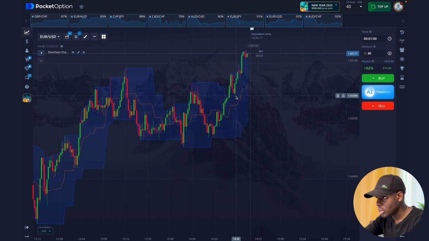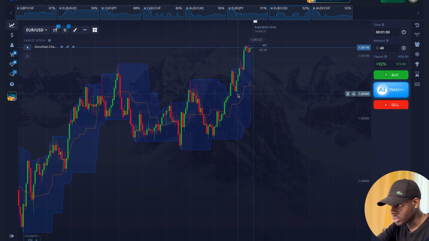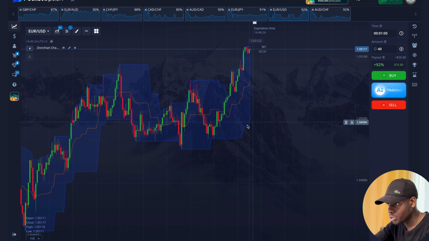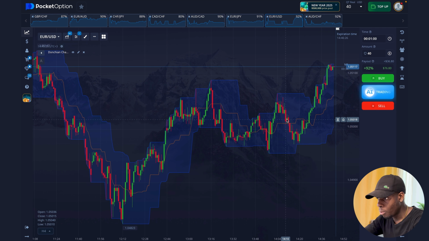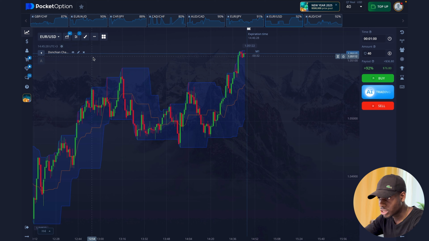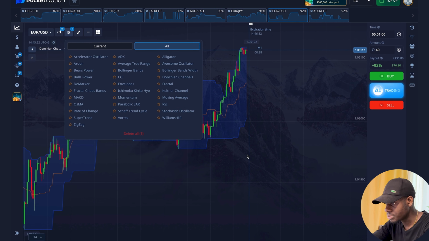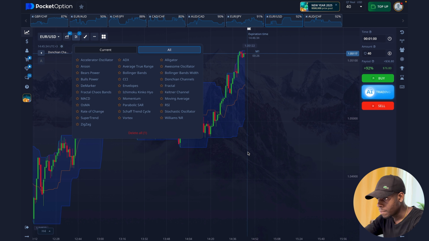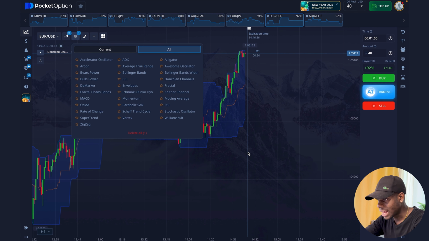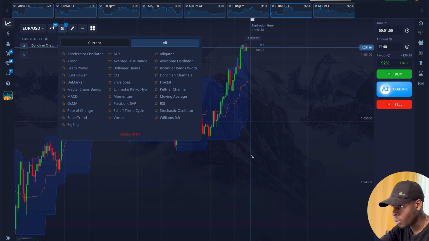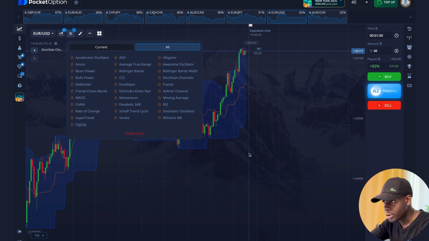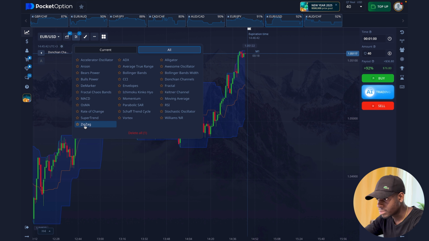So you're going to be able to get entry points right at the touches. But I'm going to be showing you guys something more than just getting in at the touches. We're going to pair it up with another indicator. We want to be able to catch the trend moves. So I'm going to pair it up with the zigzag.